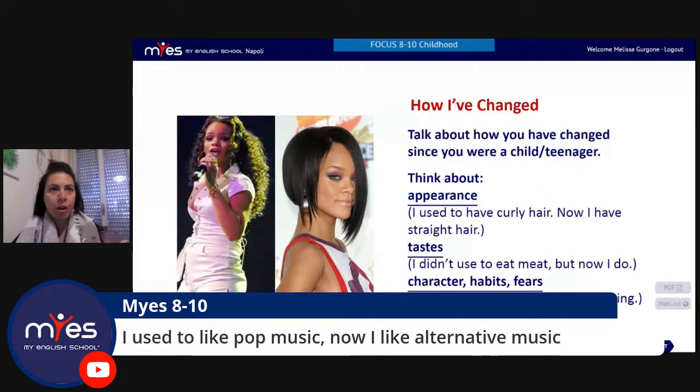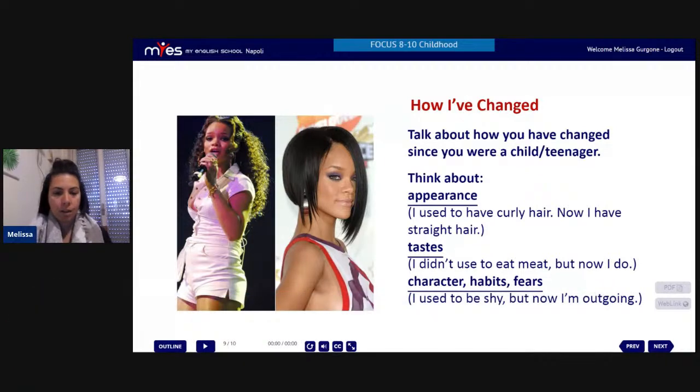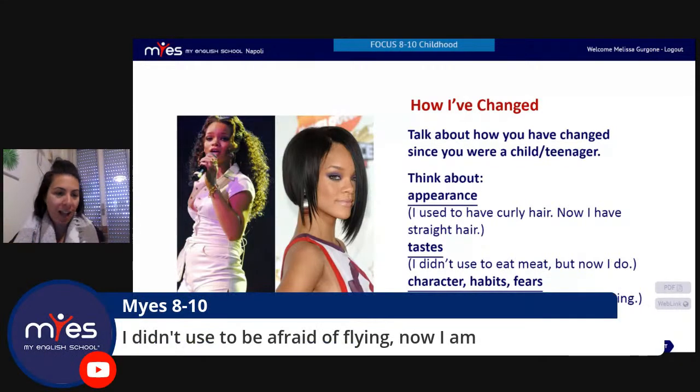Okay, or for maybe a new kind of activity that you didn't like before. For example, I didn't used to like reading, but now I do. Okay, if it's something that was not what you did in the past, but now you do, you can use it in the negative. I didn't used to like reading, now I do. Character or habits or fears, mine are all the same, I think. Well, I can say I didn't used to be afraid of flying, but now I am. Okay. So in the past, I didn't used to be afraid of flying, but now I am afraid of flying.